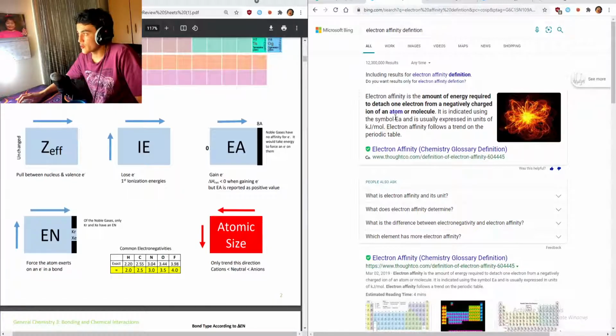It's the amount of energy required to detach 1 electron from a negatively charged ion. It is indicated using simple EA. Electron affinity is the amount of energy required to detach 1 electron from a negatively charged ion. Negatively charged means there's an extra electron that it needs to be. Oh, I'm dozing off.